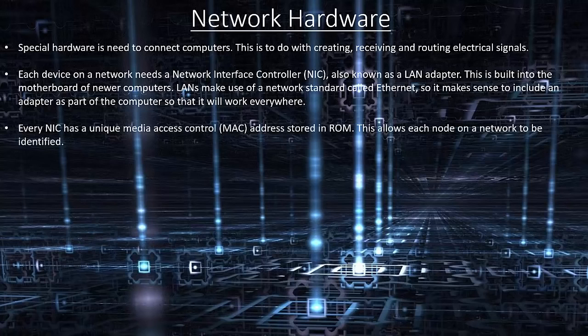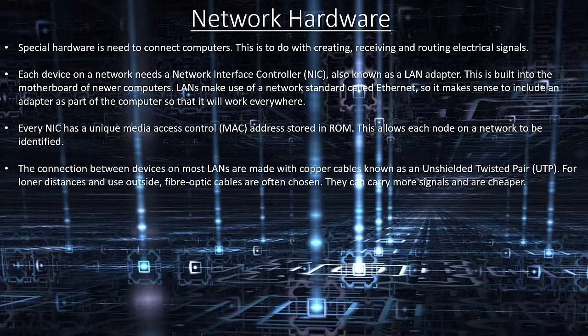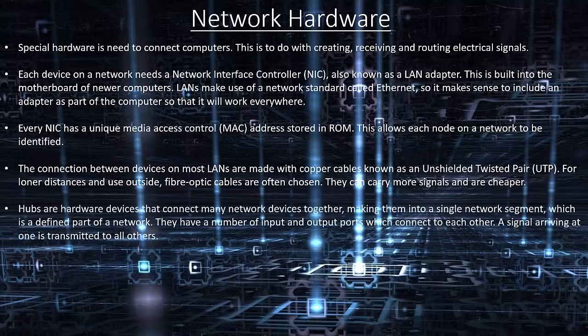Every NIC has a unique media access control, MAC, address stored in ROM. This allows each node on a network to be identified. The connections between devices on most LANs are made with copper cables, known as unshielded twisted pair, UTP. For longer distances and use outside, fiber optic cables are often chosen. They can carry more signals and are cheaper.